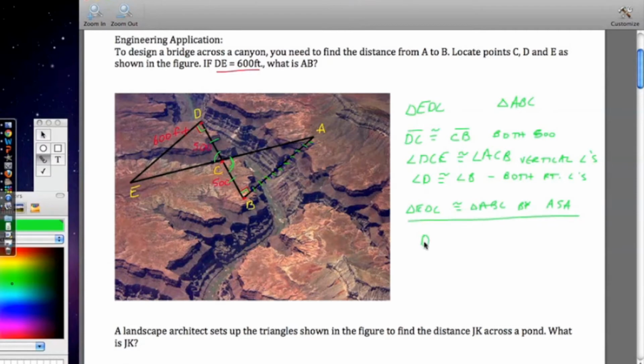What does that mean? Well, that means that DE, or ED, is congruent to AB because of CPCTC. These are congruent triangles, so that tells us that those parts must be congruent because they're corresponding. So this over here is congruent to this over here. That means that AB is equal to 600 feet. It's a pretty long bridge. I didn't have to measure across a canyon. I didn't have to use a helicopter. I didn't have to defy gravity. I simply used congruent parts of congruent triangles.